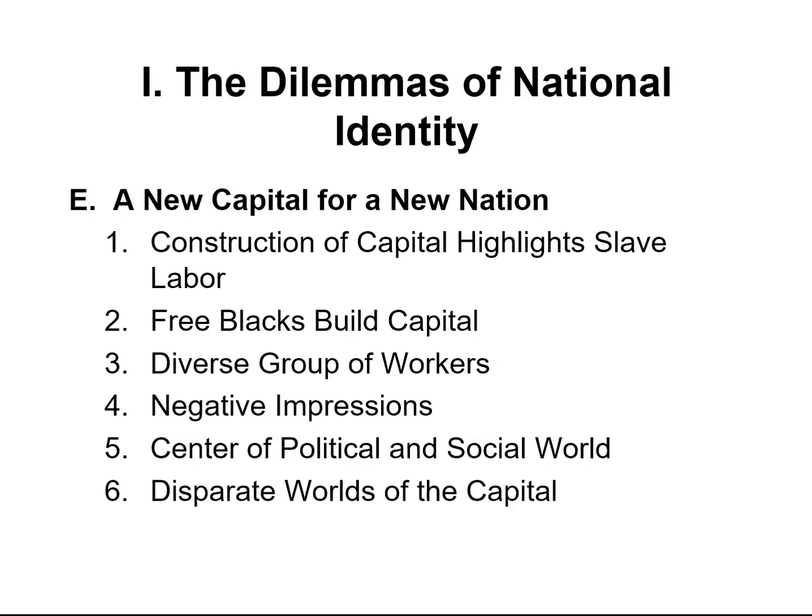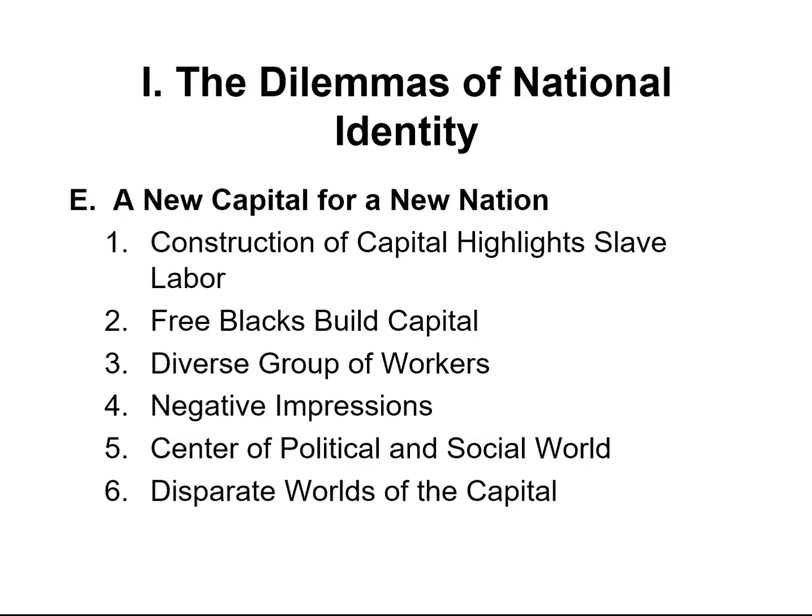And we're going to talk more about that, obviously, as we move through and get closer and closer to the Civil War. But we're going to switch over and talk about a new capital for a new nation. The construction of the nation's new capital highlighted the role of slave labor, as its location was surrounded by slave owners. Slaves helped clear the land, slaves helped build the roads, and slaves constructed buildings, and a limited number provided skilled or domestic labor. Free blacks, such as Benjamin Banneker, also participated in building the Capitol.